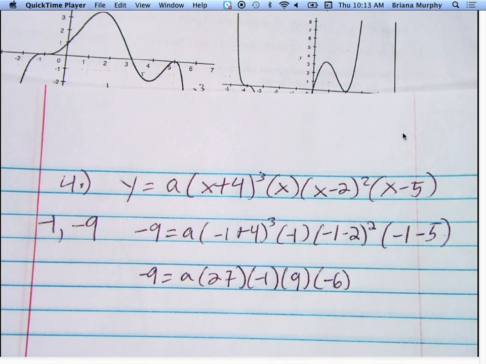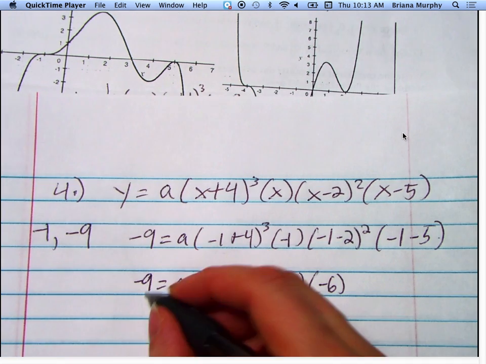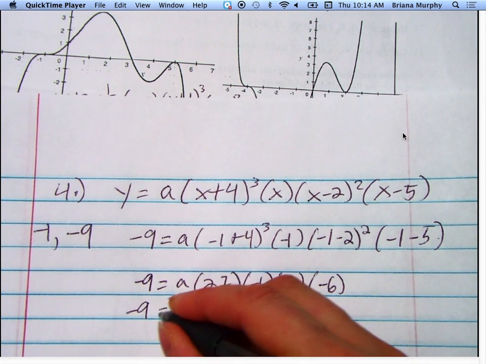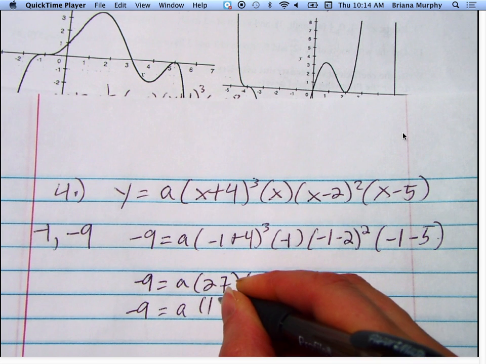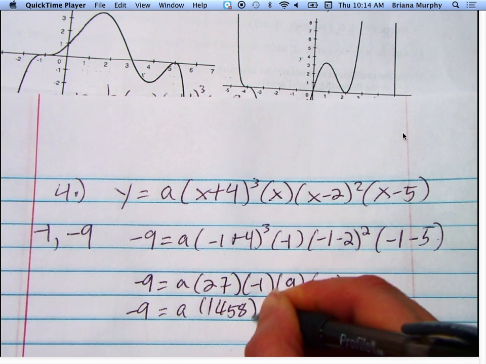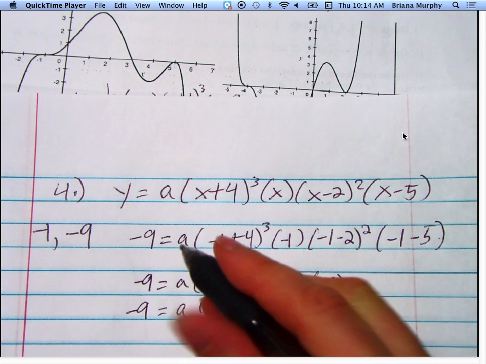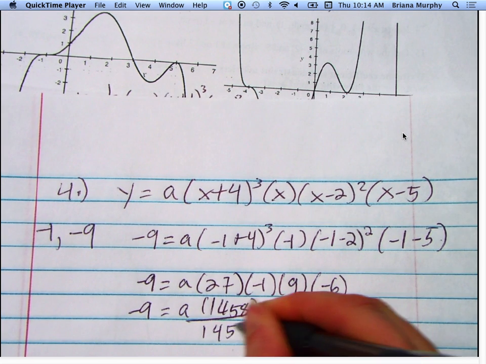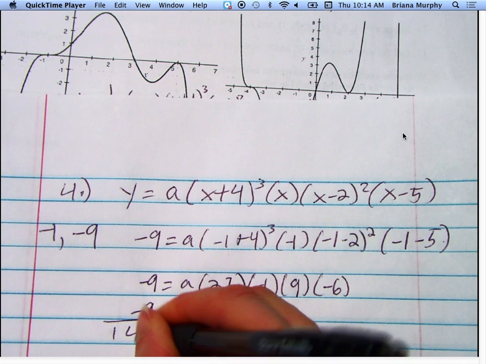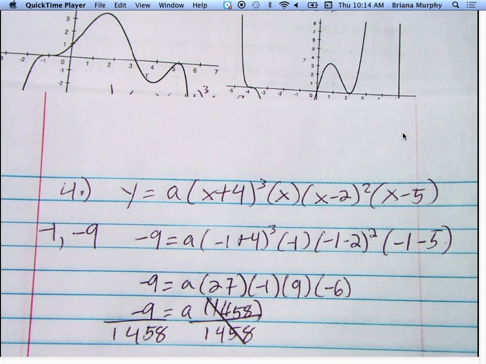Okay? Now we have to multiply all these together. We're multiplying 27 times 1 times 9 times 6. Okay? And a negative times a negative, we should end up with a positive answer. So negative 9 equals a times 1,458. Okay, and I'm going to divide that on both sides. So I'm dividing negative 9 by 1,458.